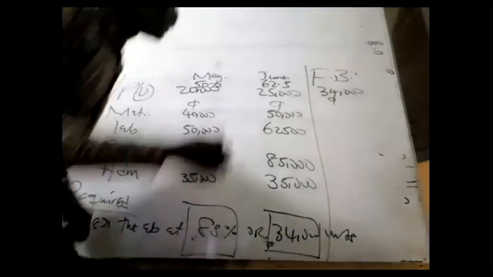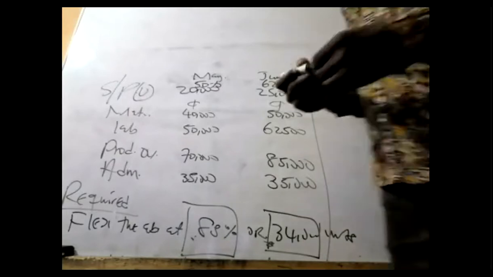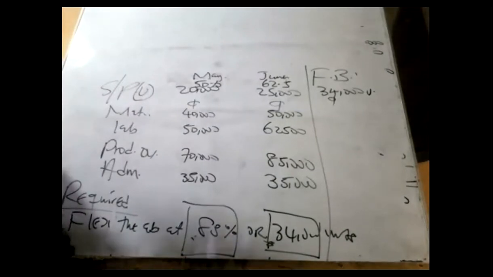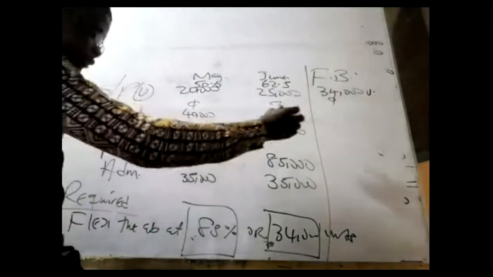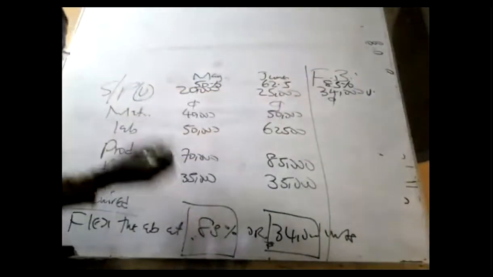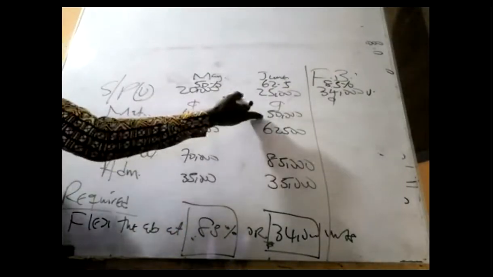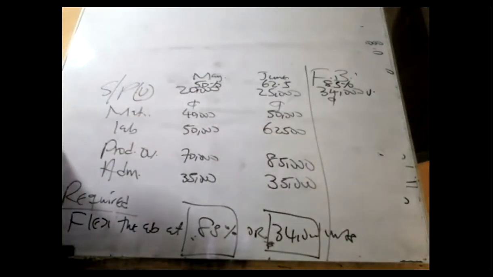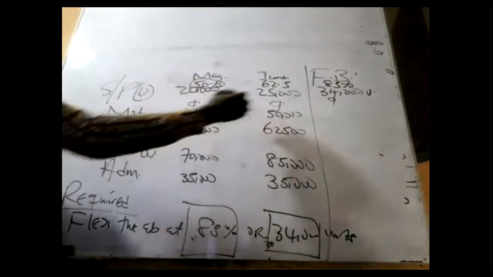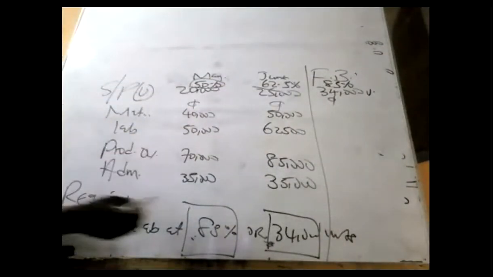So automatically multiply 2 cedis by the 34,000 units. You get what? The material cost. Okay, so here we are flexing at 85%. Now this 85%, I cannot find directly on 40,000 or 50,000, because it's not 100%. You can only find it on it if it is 100%, but there's another information. This is 50% and this is 62.5%. So we cannot find this directly. So I'm going to work on the units.